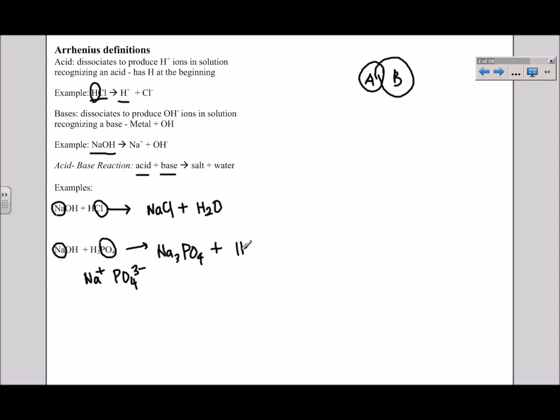Our second product is water. Still going to have the formula of H2O. We're not going to worry about the 3 at the moment. It will be balanced when we balance the reaction. To balance this equation, we need 3 sodium hydroxides to balance the sodium, and we will produce 3 waters because we now have 6 hydrogens. So as you can see, we've got 3 H's and 3 OH's making 3 water molecules.